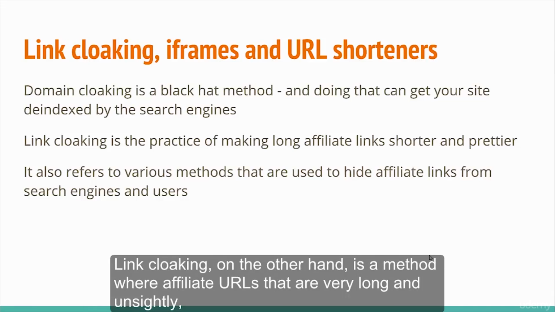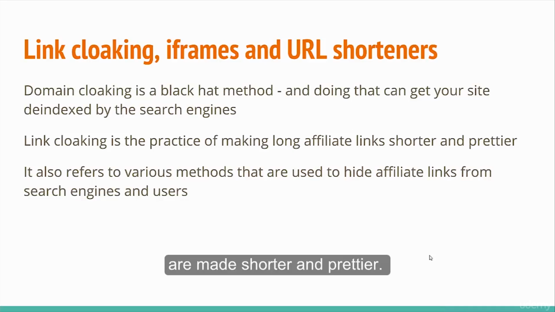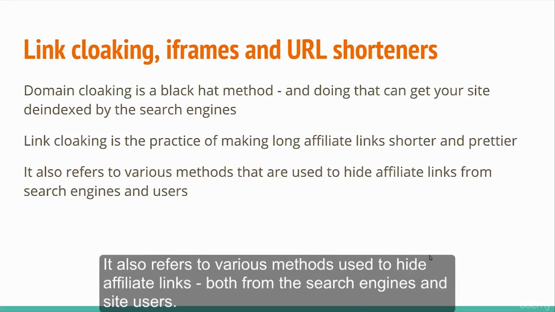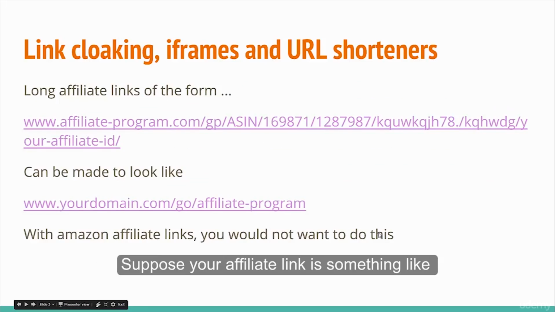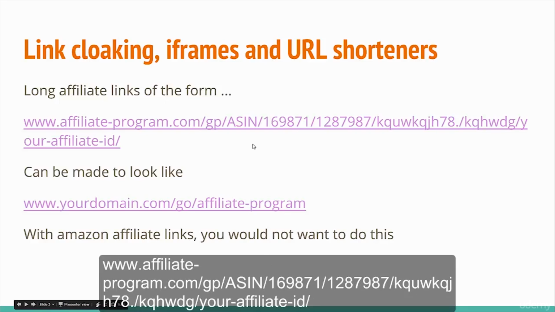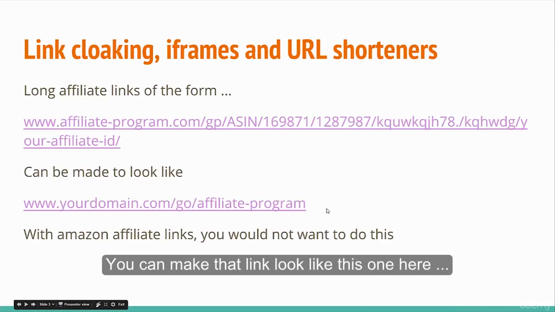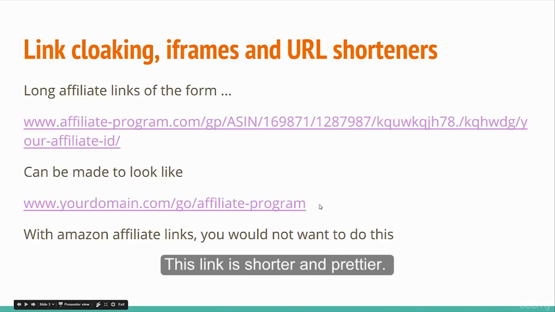Link cloaking, on the other hand, is a method where affiliate URLs that are very long and unsightly are made shorter and prettier. It also refers to various methods used to hide affiliate links both from the search engines and site users. Suppose your affiliate link is something like this. You can make that link look like this one here. This link is shorter and prettier.